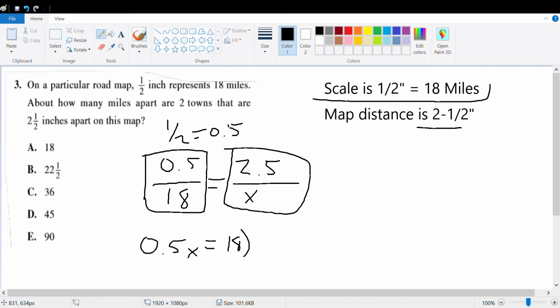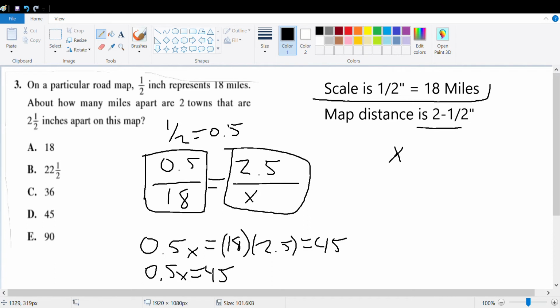So 18 times 2.5, that's equal to 45. Alright, so we can rewrite this: 0.5x is equal to 45. And if we solve that, you can divide 0.5 on either side. So I'm going to start that up here.